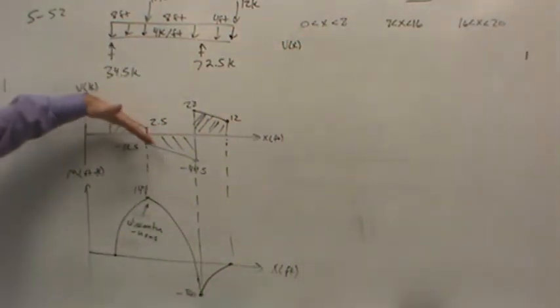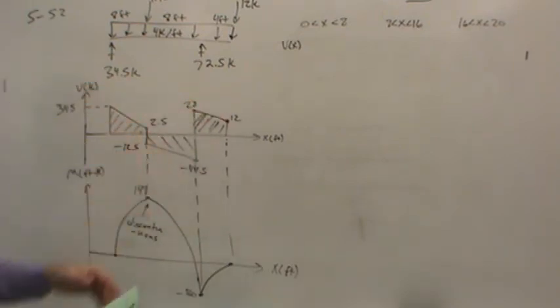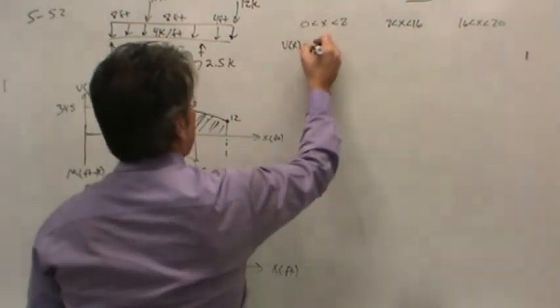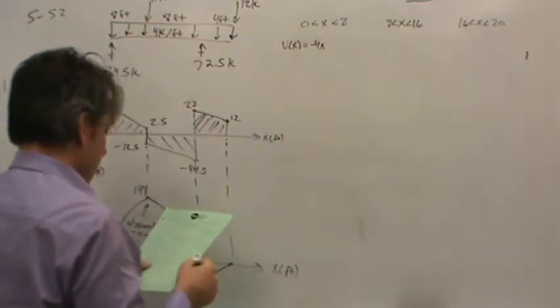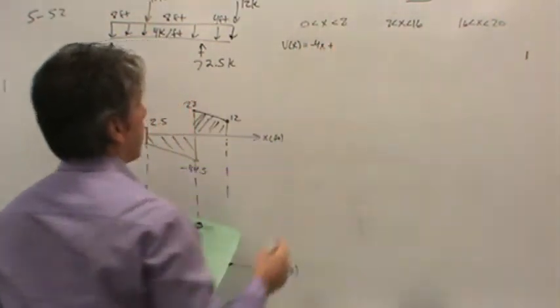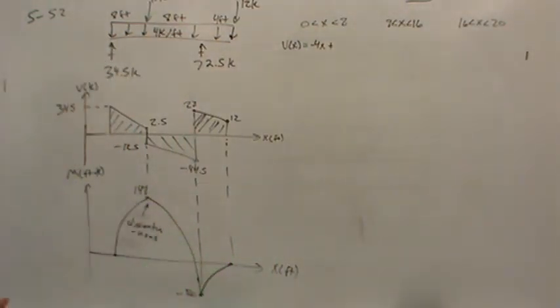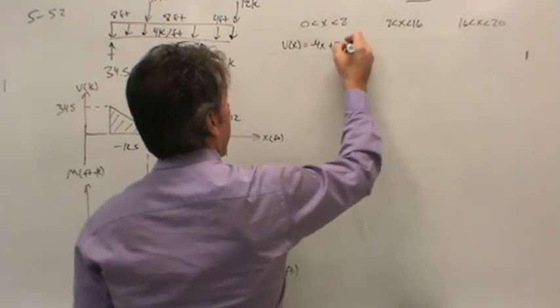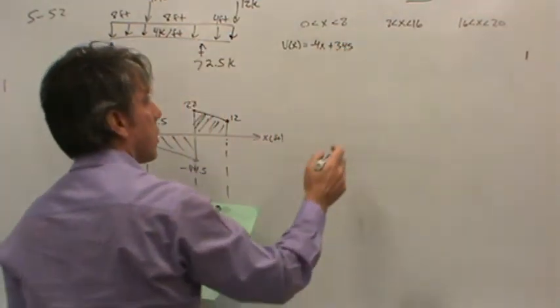Notice it's just a straight line in all three sections. It has the same slope in all three sections. It's -4 kips per foot. Okay? And then all I had to do was figure out the intercept, essentially, in order to make everything work. Well, that came out to 34.5 for the first equation.